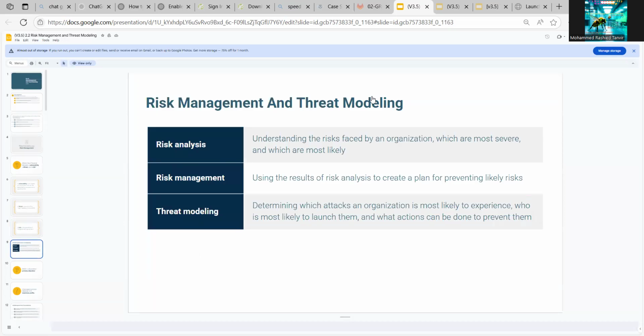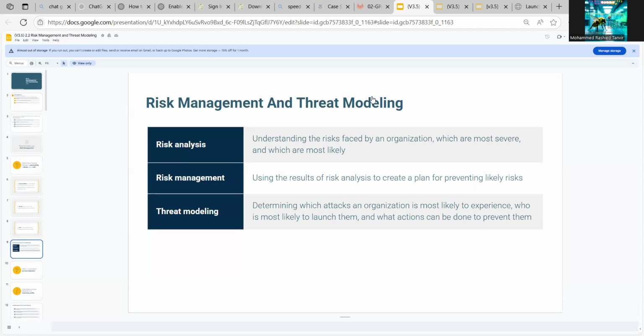So, risk management and threat modeling. They are common business practices that organizations use to understand what risks they face, which are most severe and which are most likely. So what is risk analysis? Risk analysis is understanding what risks an organization faces, which are most severe, and which are most likely. So this is risk analysis.